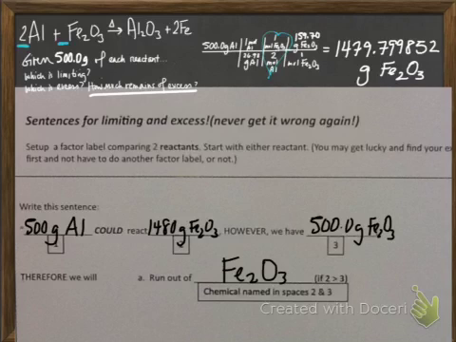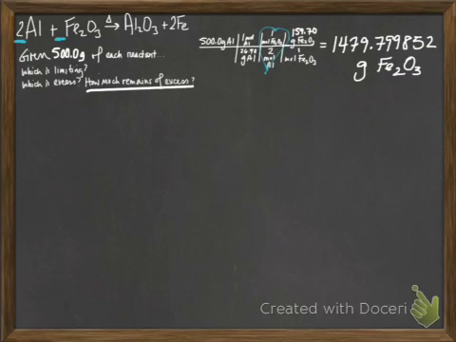We know aluminum is the excess, but to figure out how much is going to be left over, what do we have to do? Another stinking factor label. Okay, because we found that aluminum is the excess reactant, we need to know how much aluminum gets left behind when all the iron has reacted. We're going to do another factor label, and this time, where the last one started with the aluminum, we're going to start with the 500 grams of Fe2O3.